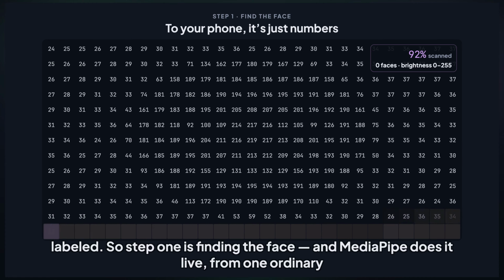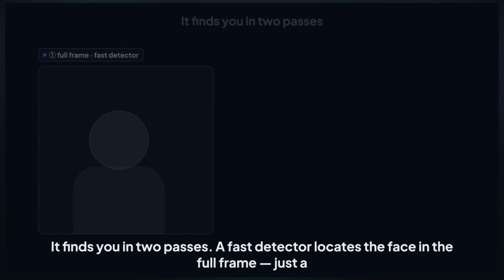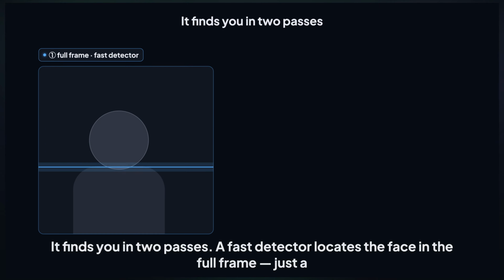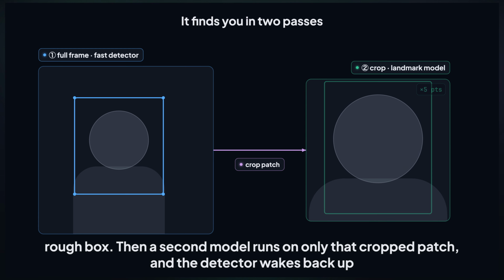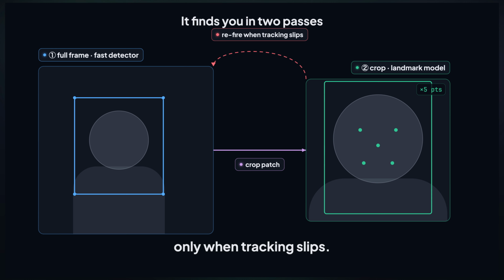So step 1 is finding the face, and MediaPipe does it live from one ordinary camera with no depth sensor. It finds you in 2 passes. A fast detector locates the face in the full frame, just a rough box. Then a second model runs on only that crop patch, and the detector wakes back up only when tracking slips.